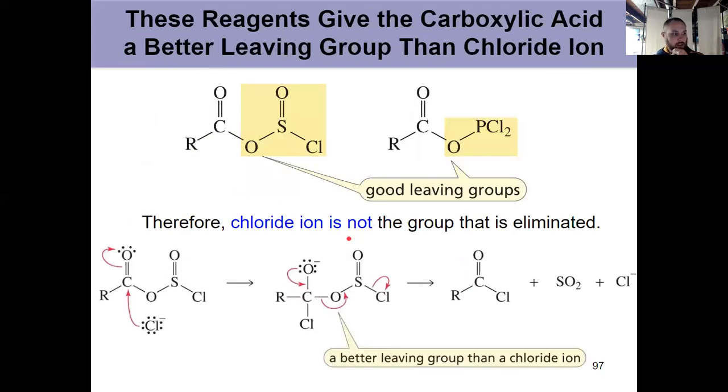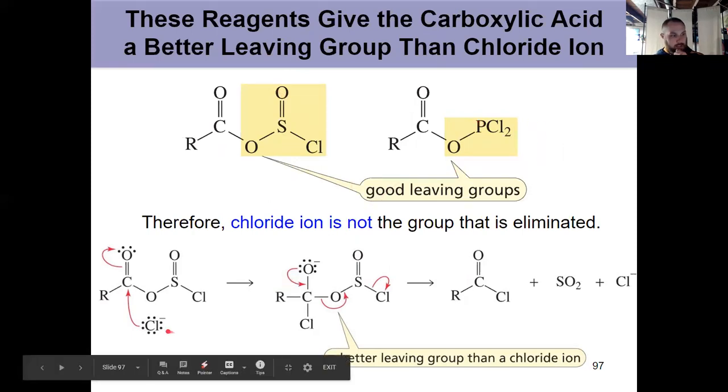So how do we do that? We've converted to a better leaving group here. So then when I'm exposed to the chloride ion in solution and it attacks my carbonyl to form the tetrahedral intermediate, now I have a better leaving group over here. Better leaving group produces, at the end of the day, my acyl chloride with SO2 and Cl- as byproducts.